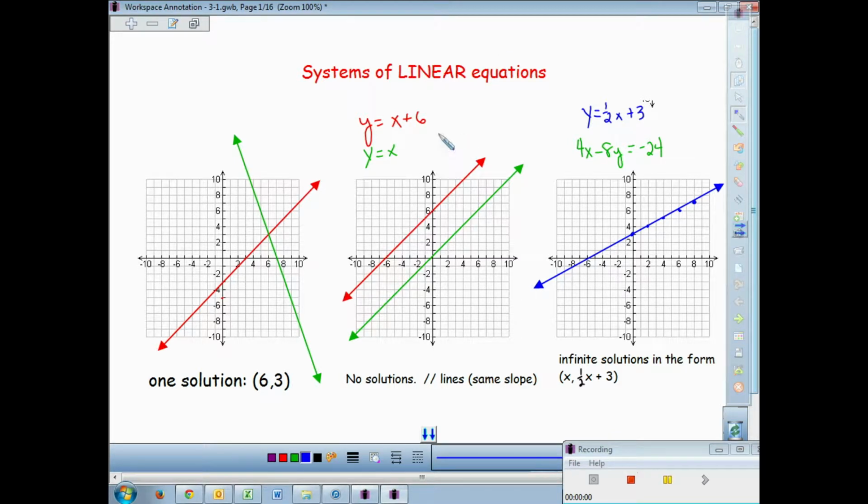If you graph two lines, only three different things could happen. Those lines could intersect at one place right there, to where you get one solution, and in this case that solution is (6, 3). It's just the ordered pair where they intersect.